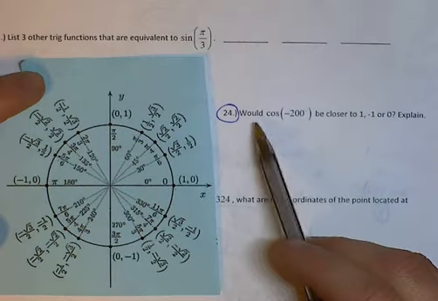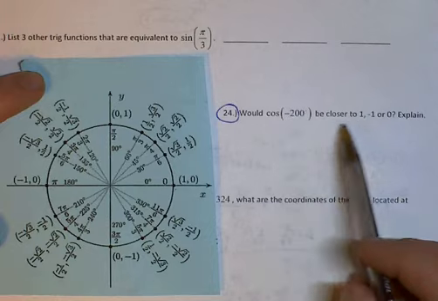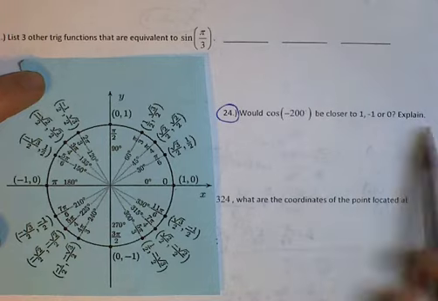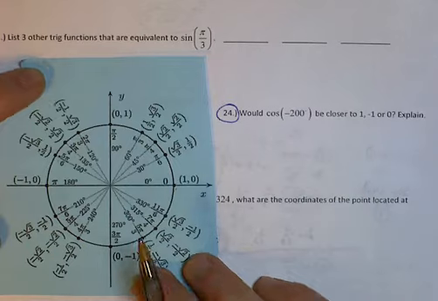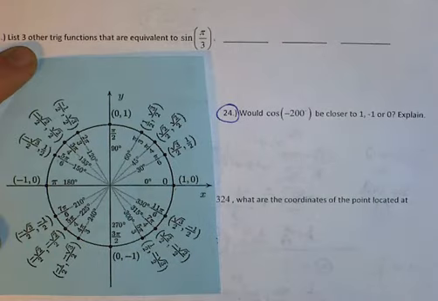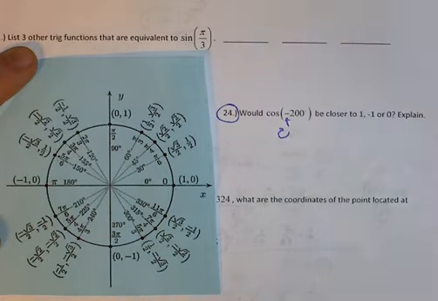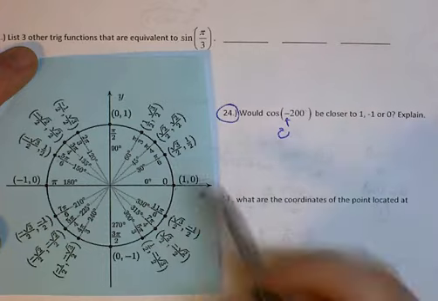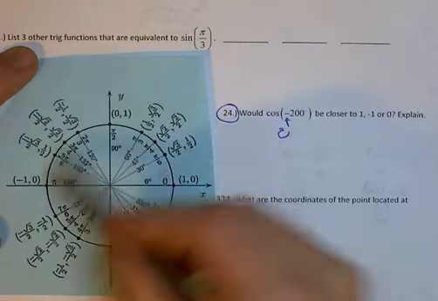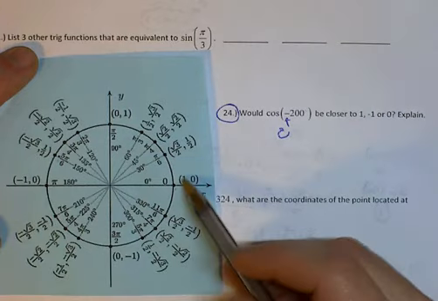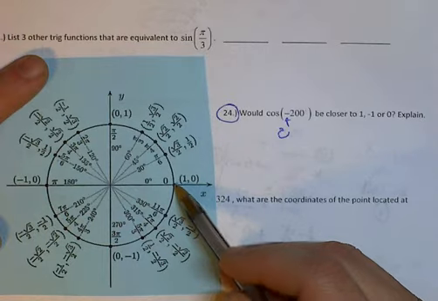24 asks if the cosine of negative 200 would be closer to 1, negative 1, or 0, and then to explain the answer. So I've cut out a unit circle here so we can look at it. So negative 200, remember that if this angle is negative, you're going to be going around the circle in the opposite direction that we normally go. So you're going to be going around clockwise rather than counterclockwise. So you're starting here, and you're going to go 200 degrees from here.